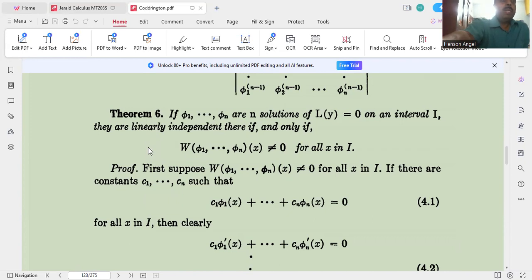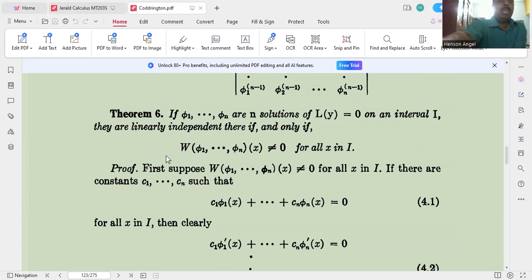My name is T. Henson. I am working as assistant professor in the Department of Mathematics, St. Joseph's College of Arts and Science, Cuddalore. So I am going to teach ordinary differential equations for first MSc Mathematics, Unit 3, topic: linear equations with variable coefficients.